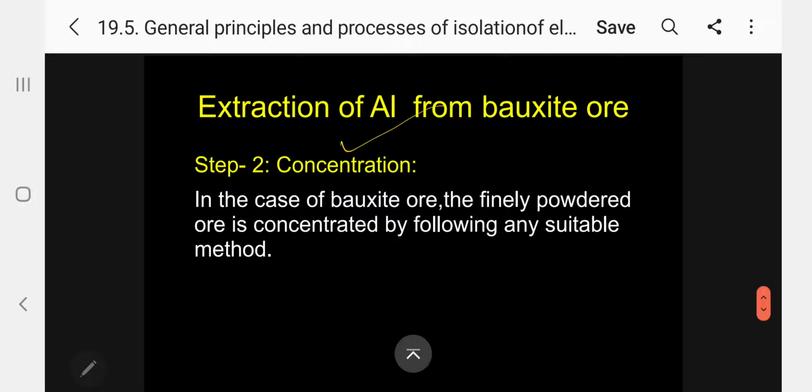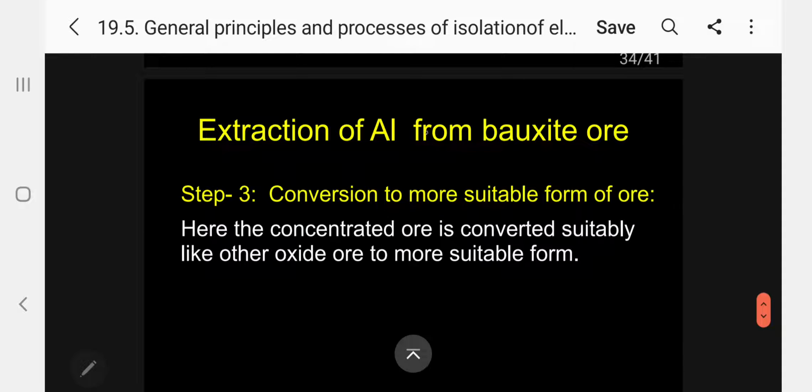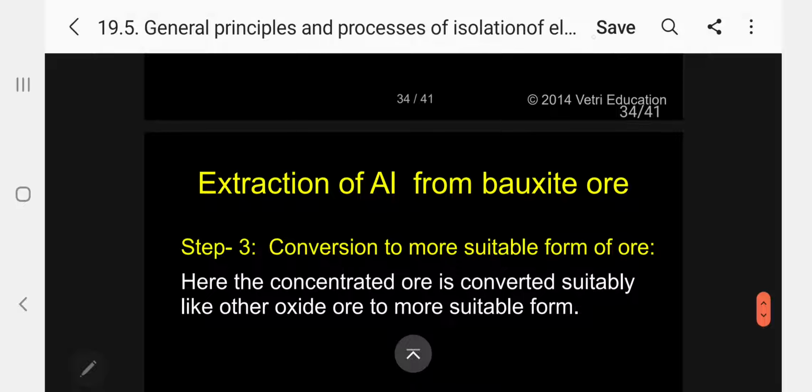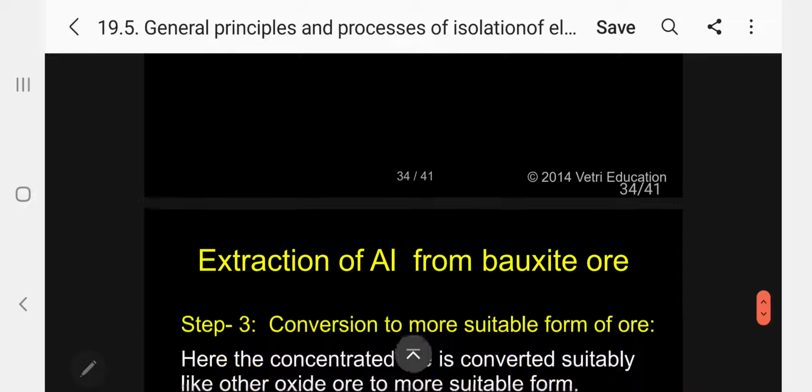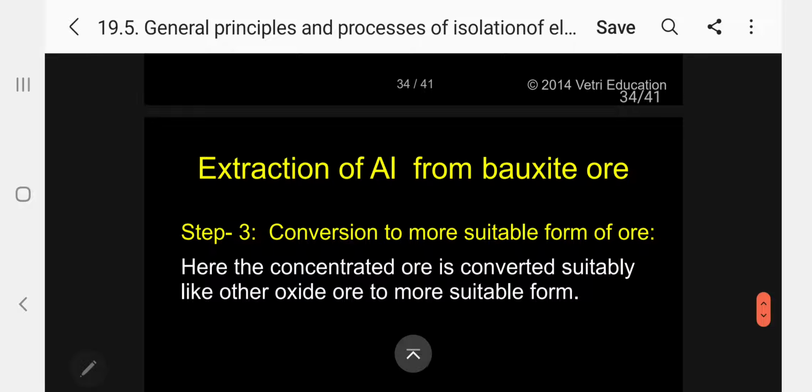Second step, concentration. In the case of bauxite ore, the finely powdered ore is concentrated by following any suitable method. Any suitable method means, as we have already seen, this is an oxide ore, so any one of the suitable methods you have to follow. That is, we will simply call it calcination or roasting.